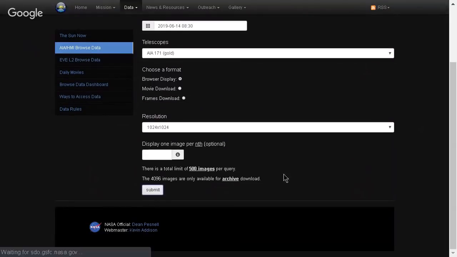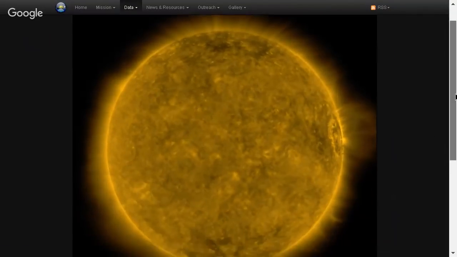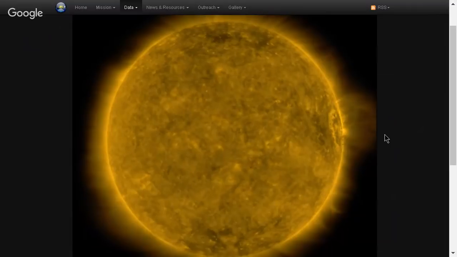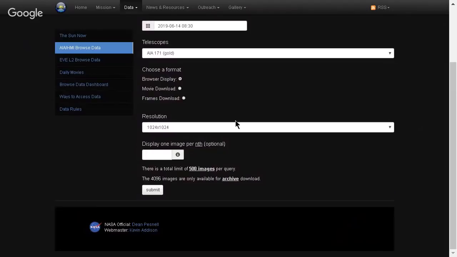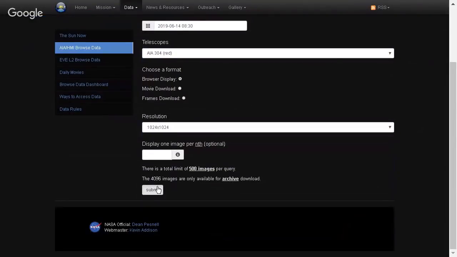Here's 171 angstroms. We see that active plage setting on the western limb. Otherwise, just plain old very low levels of activity. There is a coronal hole wind stream hitting the Earth right now, and we'll cover it in a moment. First, we're going to look at 304 angstroms as well.